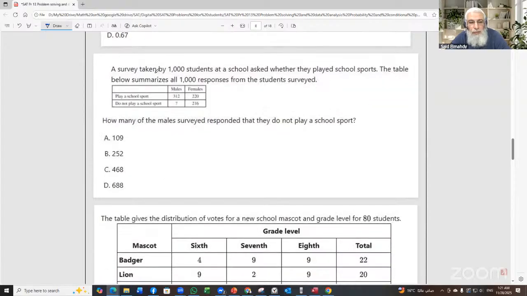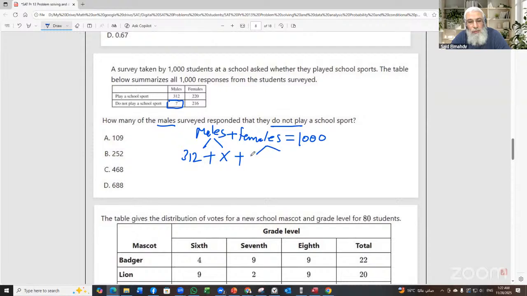A survey taken by 1,000 students at a school asked whether they played school sports. The table below summarizes all 1,000 responses from students surveyed. How many of the males surveyed responded that they don't play a school sport? So males plus females equals 1,000 students. Males are 312 plus a number we don't know, and females are 220 plus 216, equals 1,000.